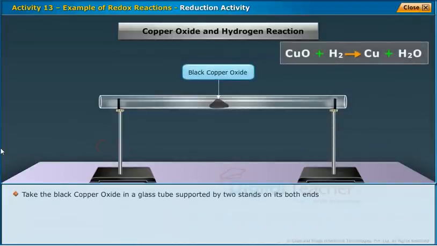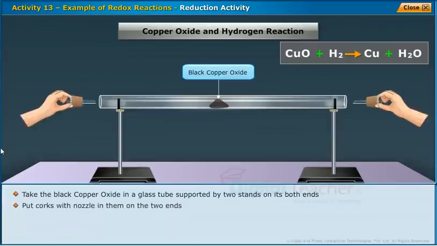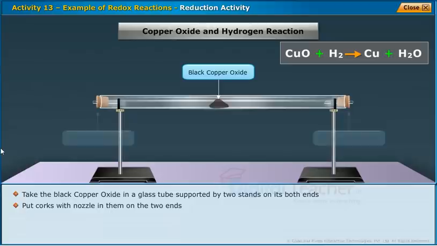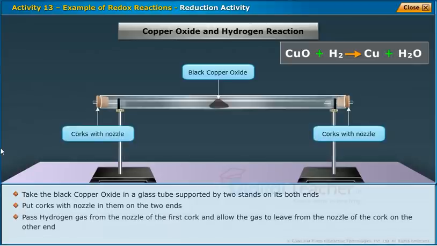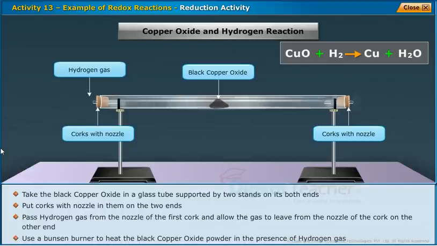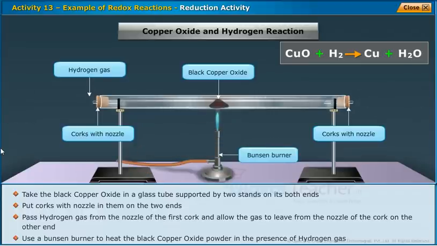Take the black copper oxide in a glass tube supported by 2 stands on its both ends. Put corks with a nozzle in them on the 2 ends. Pass hydrogen gas from the nozzle of the first cork and allow the gas to leave from the nozzle of the cork on the other end. Use a Bunsen burner to heat the black copper oxide powder in the presence of hydrogen gas.